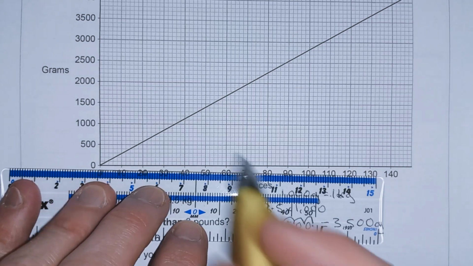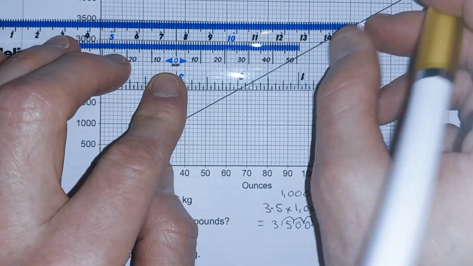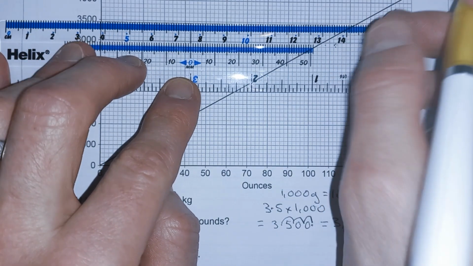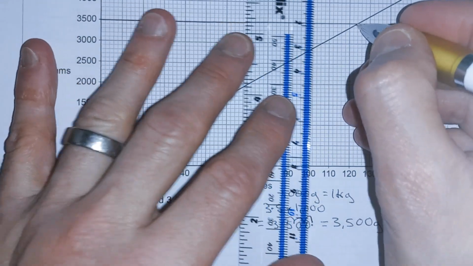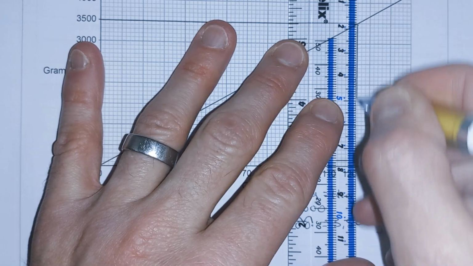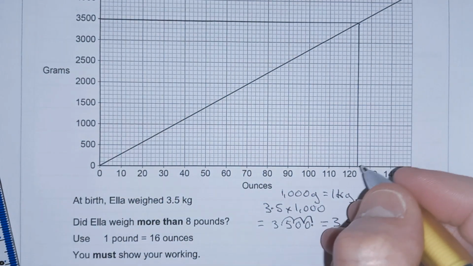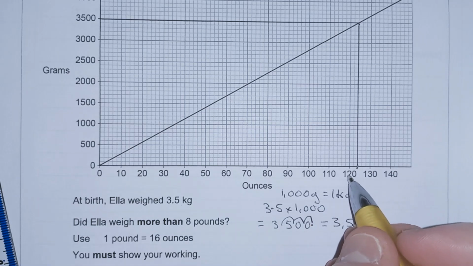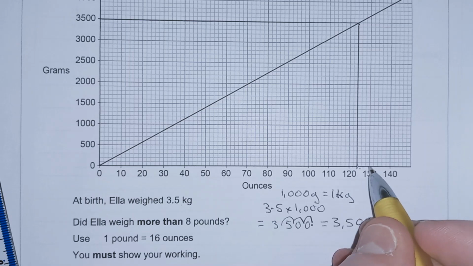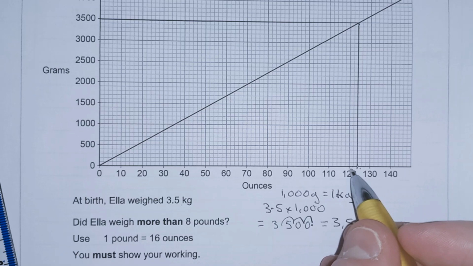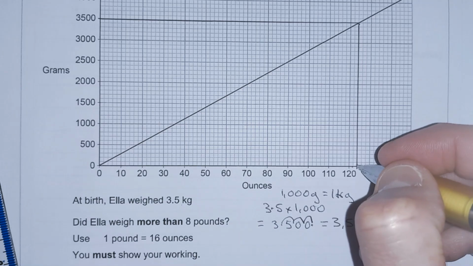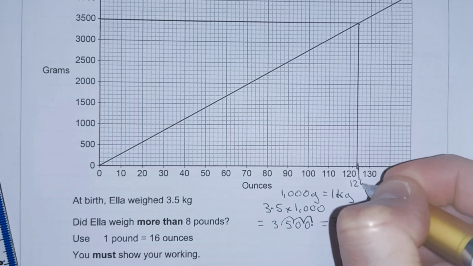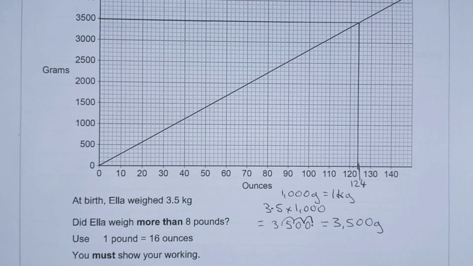Now we can use our little conversion chart to convert 3,500 grams into ounces. So we get a ruler, we find 3,500 grams, and we draw a line straight across to where it meets the line. Then we draw a line straight down to get the number of ounces. Now you'll see 120 to 130, but we've only got 5 squares here for a difference of 10, so this must be going up in twos. So 122, 124, 126, 128, 130. So this here is 124 ounces.